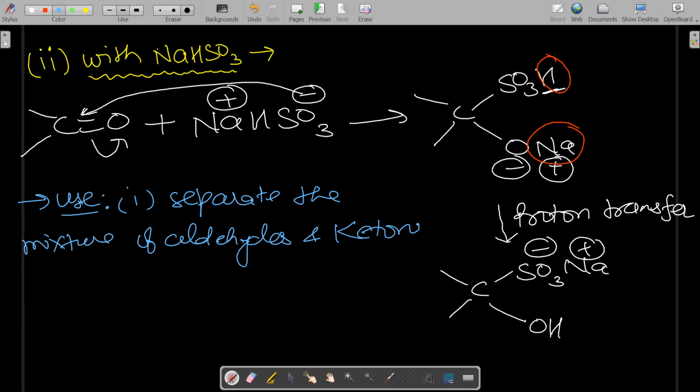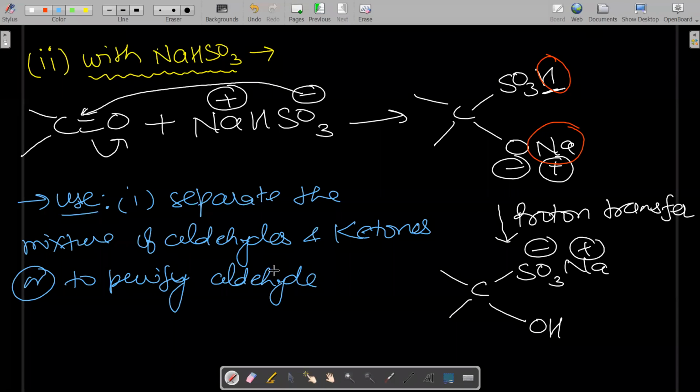Or even we can say, suppose there is one aldehyde and one ketone in a mixture. I have written aldehydes, but it may be one and one. So this reaction is basically used to separate the mixture of aldehydes and ketones, or to purify aldehyde. Wherever there is impure aldehyde and you want to separate the pure aldehyde, or if there is a mixture of aldehyde and ketone and you want to separate both, then this reaction can be used.